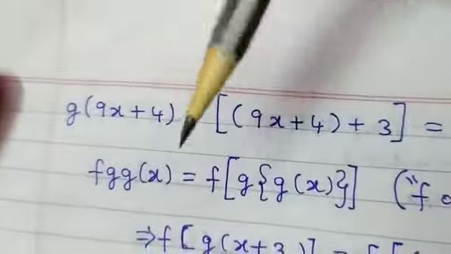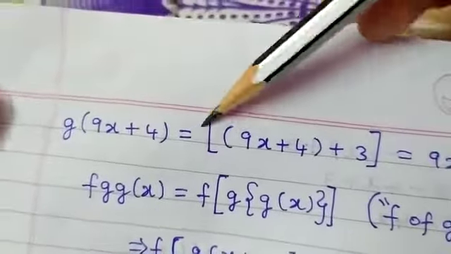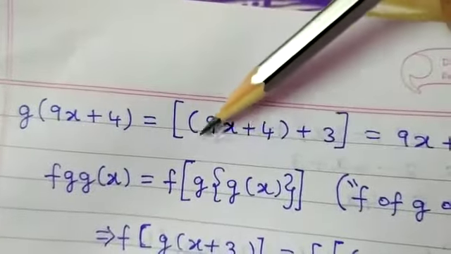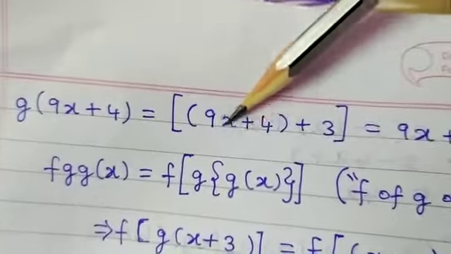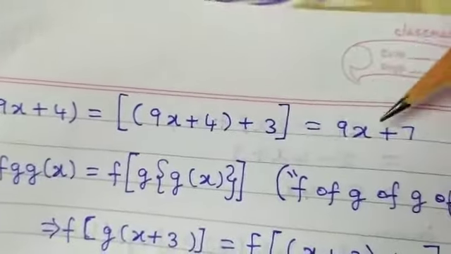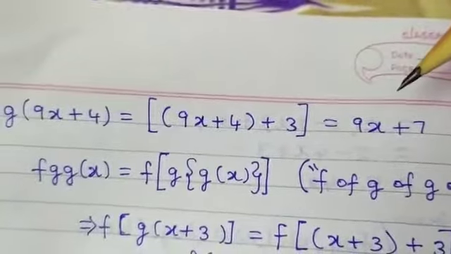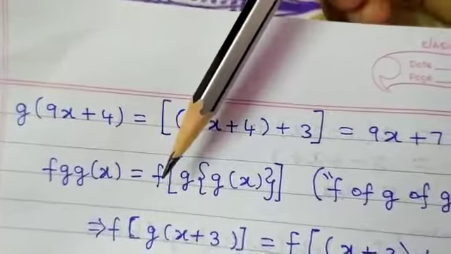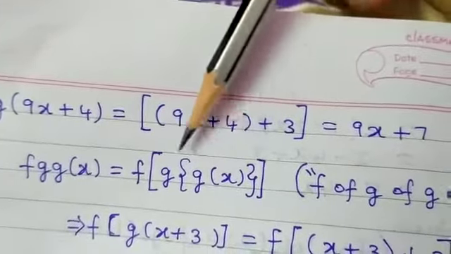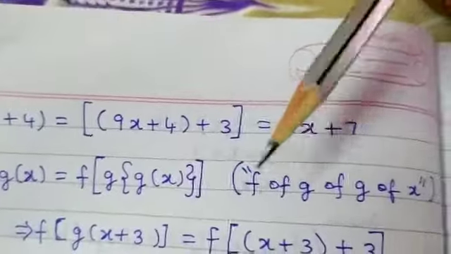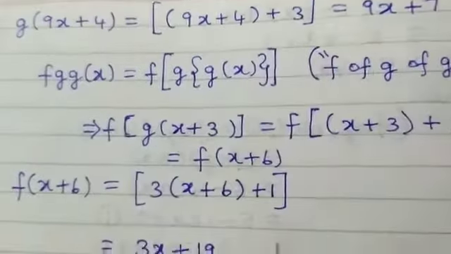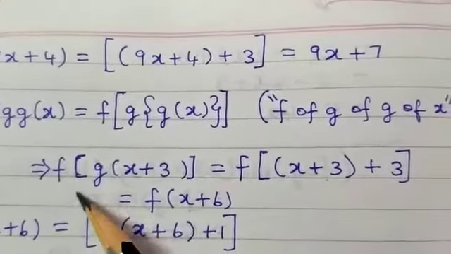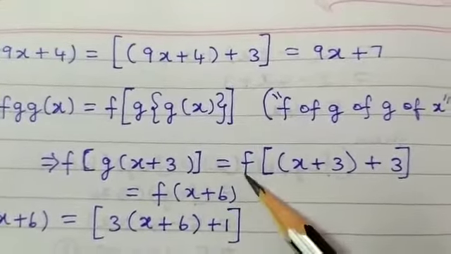Putting the g value, x plus 3, I am putting 9x plus 4 in the place of x. So I will get 9x plus 4 plus 3, that is 9x plus 7. So g of f of x is 9x plus 7. Now for f of g of x, I am substituting the g of x value, x plus 3. So f of x plus 3 equals f of x plus 3 plus 3.